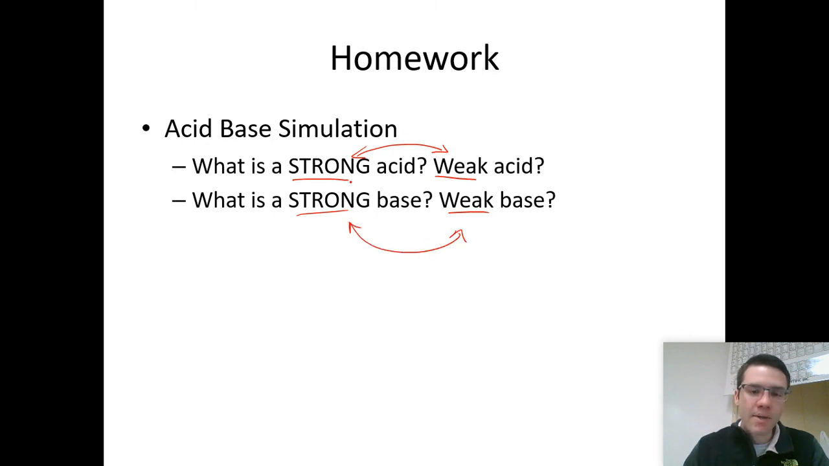You should be able to describe this to someone who doesn't know anything about chemistry. What does it mean to be strong and weak? And you might even try to describe it to a sibling or to your parents.